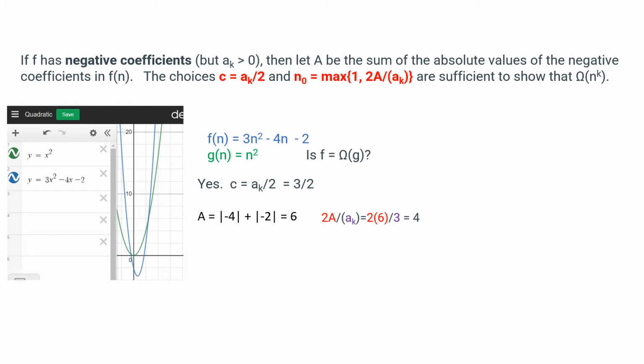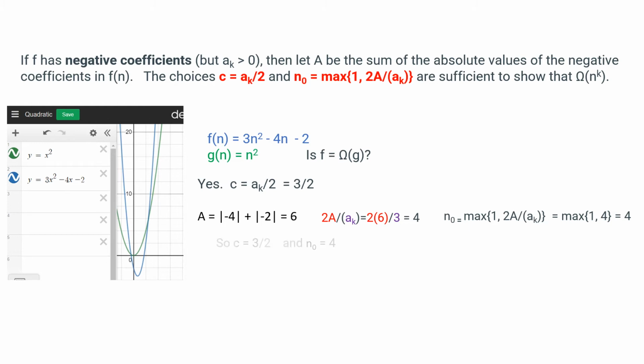Now, once we find that 2a divided by a sub k, we have to decide if that's bigger than 1 or not, because n naught is the maximum of either this number we just found or 1. So in this case, if we're looking at 1 and 4, the maximum is 4. So we will have 4 as our answer for our value of n naught here.